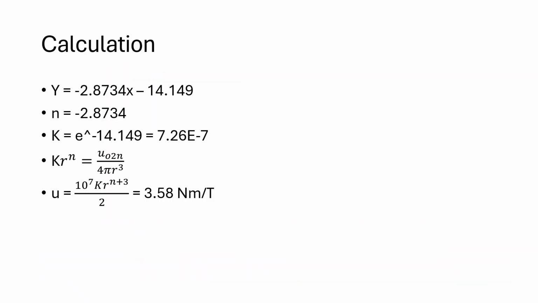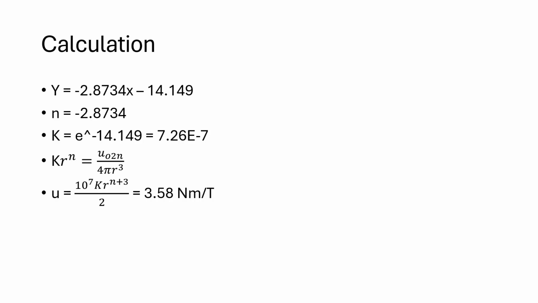Here are the calculations needed to find the magnetic dipole moment. y is equal to negative 2.873x minus 14.149, which is given from the data collection on the previous slide. Using that, we know that n is equal to the slope of that best fit line, which is negative 2.8734. And then ln k is equal to the y-intercept of that line.